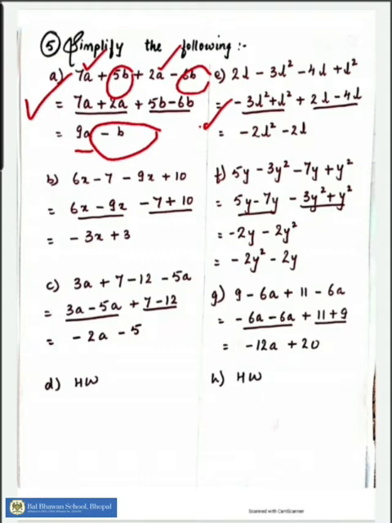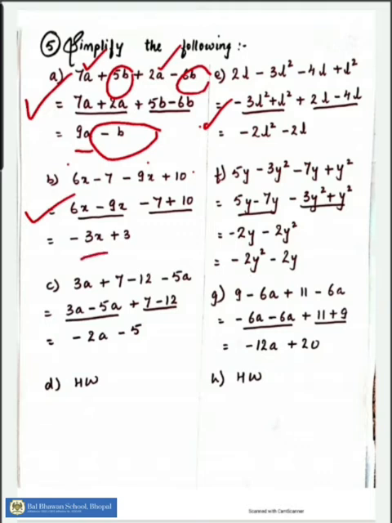Again, whenever we have such type of question to simplify, my first task is to keep all the variables of the same type together and all the constants together. So over here 6x and 9x I am going to keep together. It will be 6x minus 9x. Minus 7 and plus 10 again together. Now 6 minus 9 will give me minus 3.